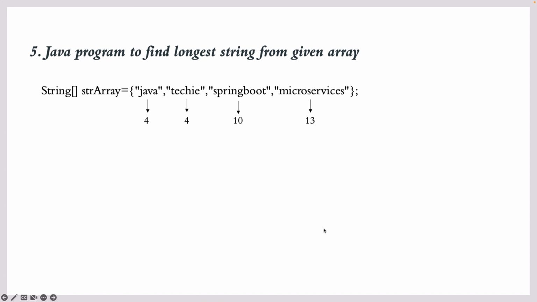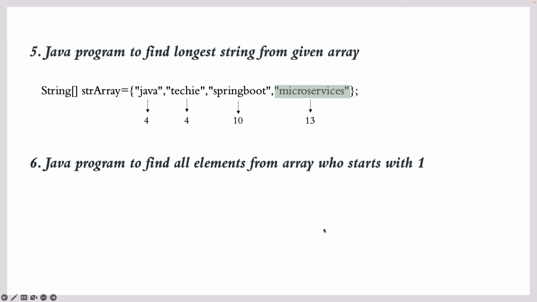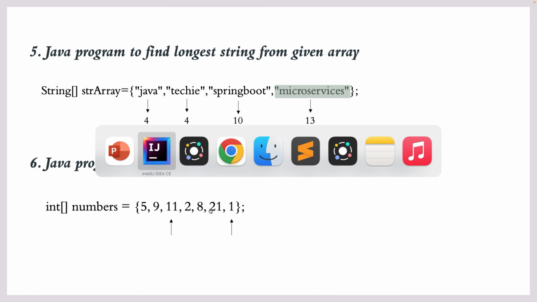Now let's move to the next one, that is, write a Java program to find all the elements from an array who start with 1. For example, if you have an array like 5, 9, 11, 2, 8, 21 and 1, then you need to print those specific elements who start with 1. For example, 11 and 1 are the two elements who start with 1. 21 contains 1 but it does not start with 1, right? So this is also very simple. Let's go to the IDE.